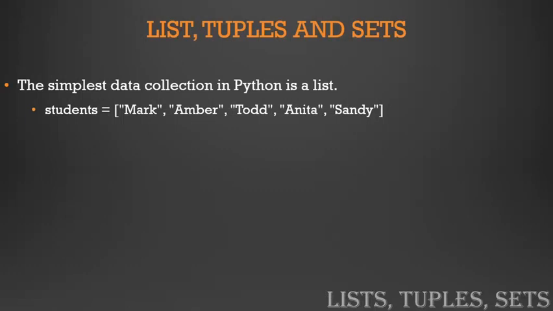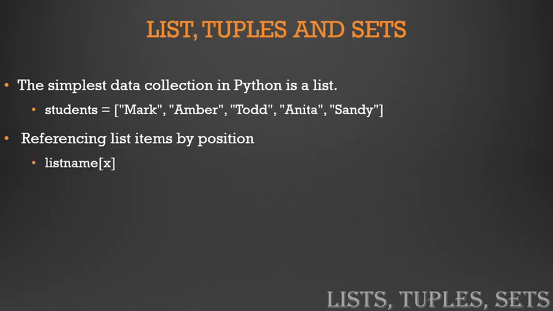It is enclosed in square brackets and assigned to a variable by using the equal to sign. Here we have defined a list having five different strings, so five different names. With respect to lists, we have already seen one kind of manipulation: we can refer to list items by position. We take the list name and, in the square brackets, give the index.